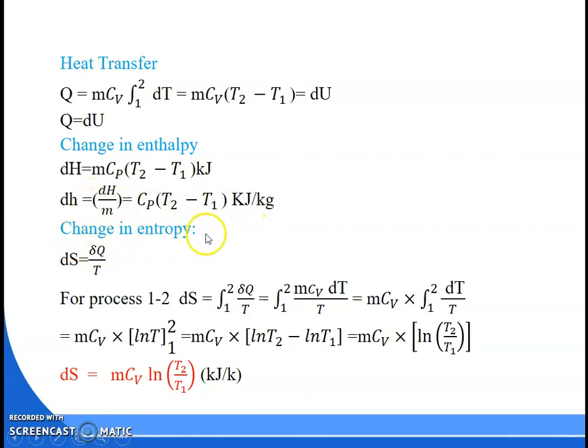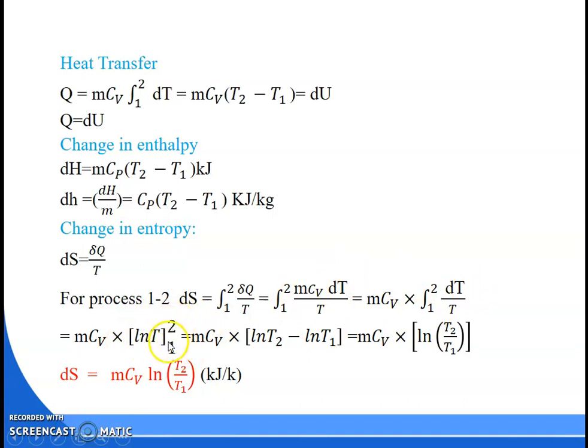Then we will calculate the change in entropy. We know the formula for entropy: ds is equal to del Q by T. Then for the process 1 to 2, the integration of ds from 1 to 2 is equal to the integration of del Q by T from 1 to 2. What is the heat transfer? Heat transfer is equal to mCv dt. So in place of del Q we can write mCv dt. mCv will be taken outside. What is left? dt by T.